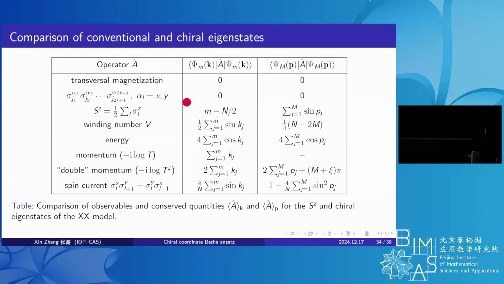So we can see that in these states, the total magnetization and the winding number seem to have some duality. Another thing is that for the conventional ones, the Bethe states are also eigenstates of the one-side shift operator T, and also of the two-side shift operator T squared. But our states are not eigenstates of the one-side shift, but they are eigenstates of the two-side shift. Another difference is the spin current: in general, the chiral states will have a large spin current.